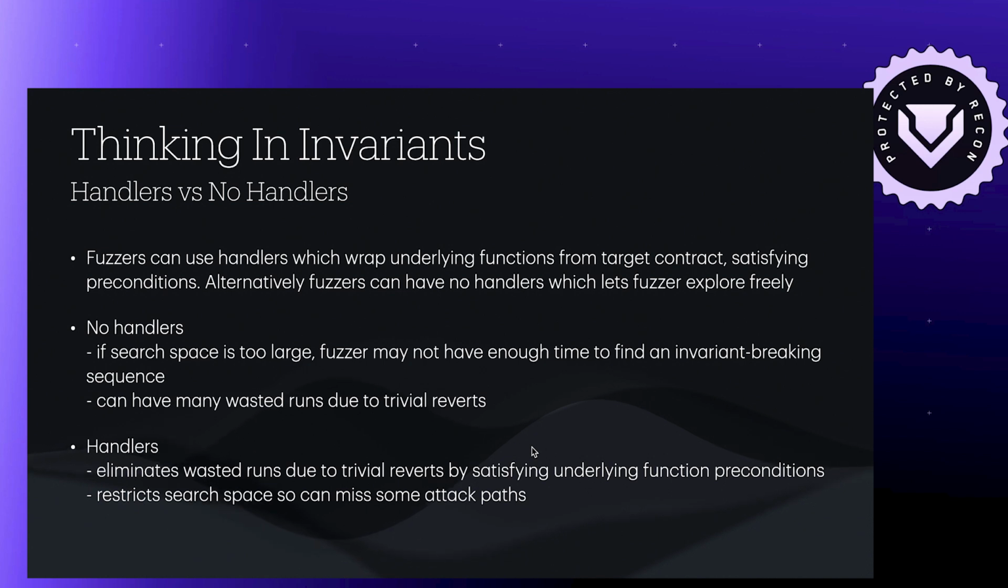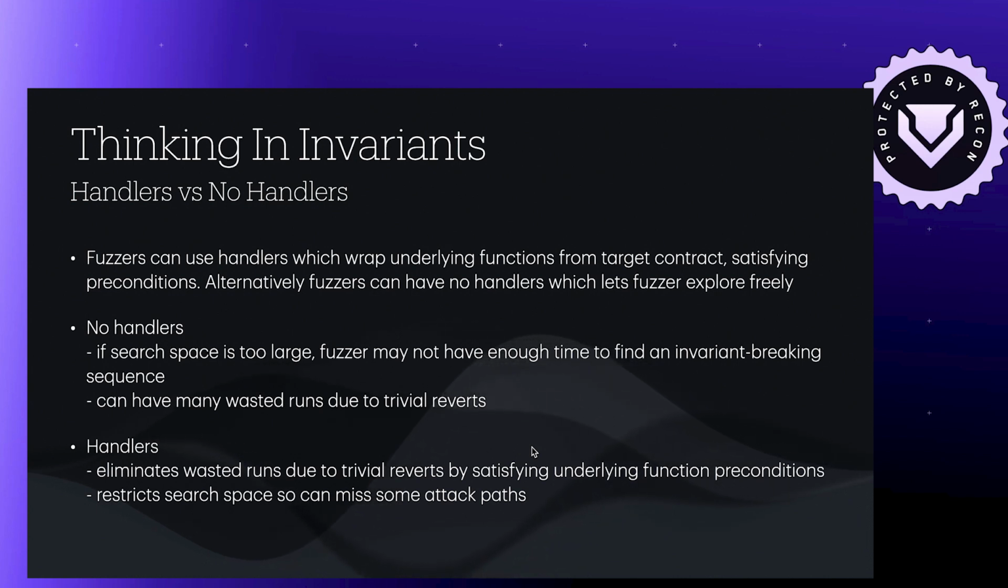Now, the next thing to consider when building fuzzers is whether we use handlers or no handlers. A handler is just a function that wraps an underlying fuzzer function. Fuzzers can use handler functions to wrap the underlying functions from the target contract being fuzzed in order to satisfy preconditions. Or the other option is that the fuzzer can have no handlers, and that lets the fuzzer explore more freely. So what is the trade-off here?